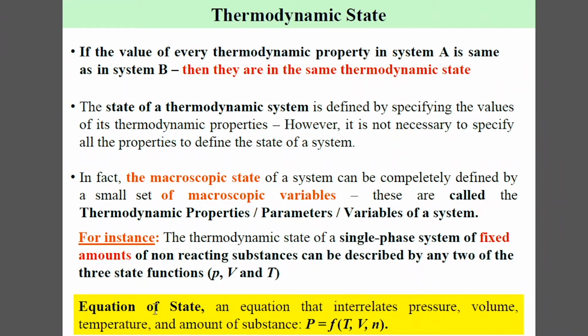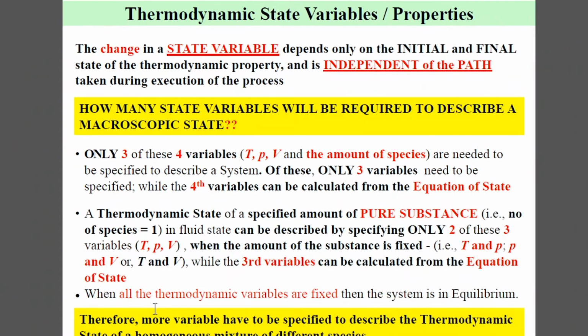You know the gas law, PV equal to nRT. This is the equation of state. An equation of state is an equation that interrelates the various thermodynamic measurable properties. It reduces the number of variables I require to identify a state, the macroscopic state of a system. So let us see how many parameters we require.